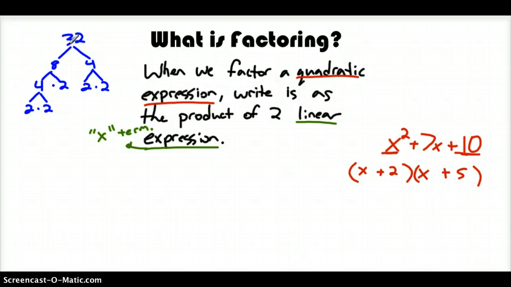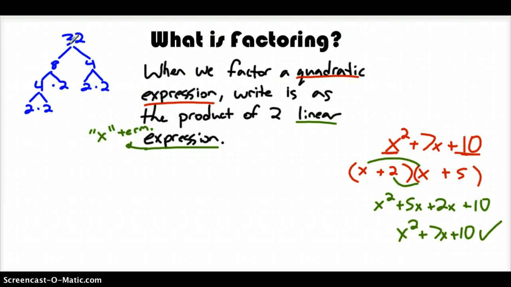And I can check this with FOIL to see if I'm correct. I'll FOIL this out: I get x squared for first times first, for outsides I get plus 5x, for insides I get plus 2x, and then last times last I get plus 10. So when I combine like terms, I get x squared plus 7x plus 10, and I'm good to go.